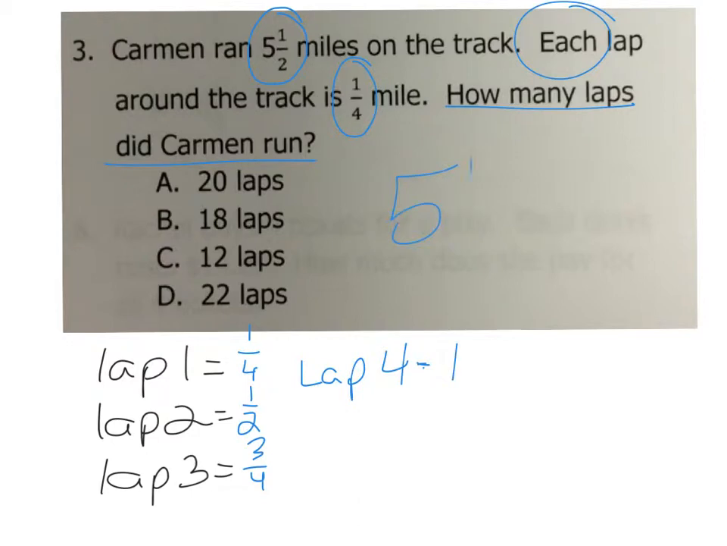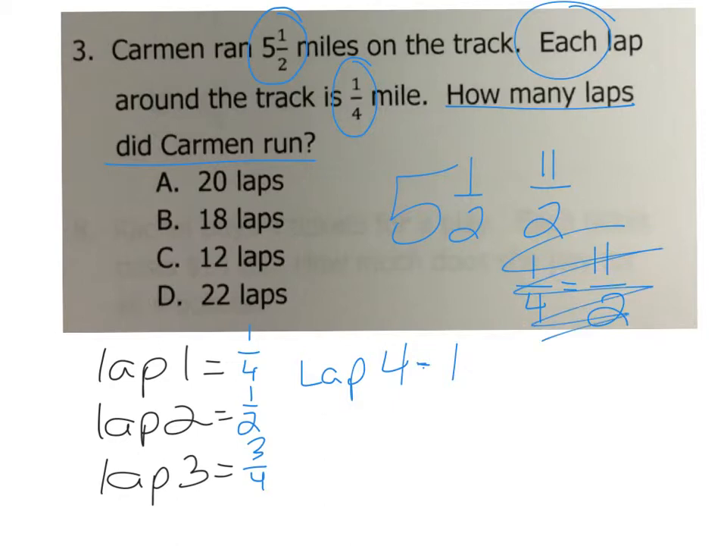You could also take 5.5 and change it into an improper fraction. So that would be 11/2. Well, that's not 11/4, that's 11/2. So if I have 1/4 and I want it to equal 11/2, what would I have to do? Well, I would have to look and see, what's my common denominator here? I would have to change this into fourths. So this would be times 2, giving me 22/4, so it's 22 laps, letter D.